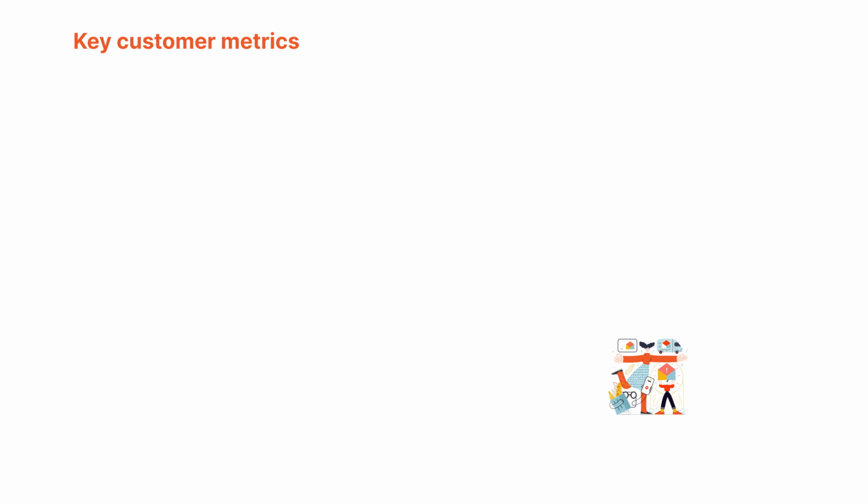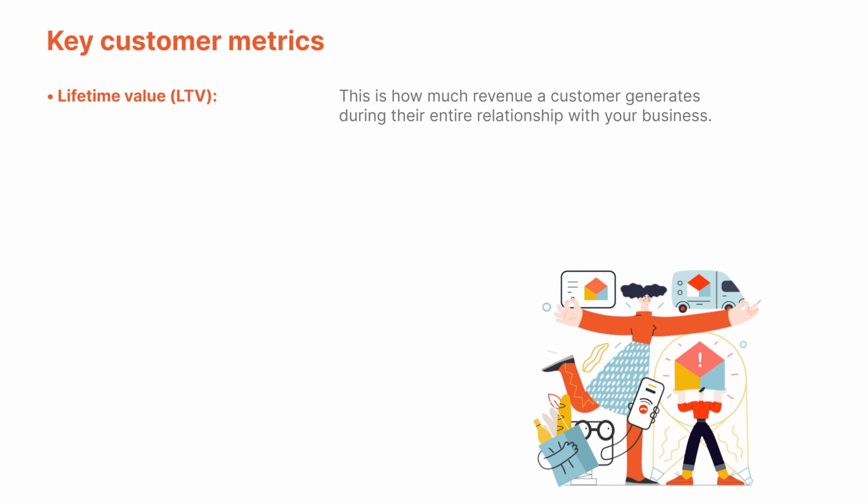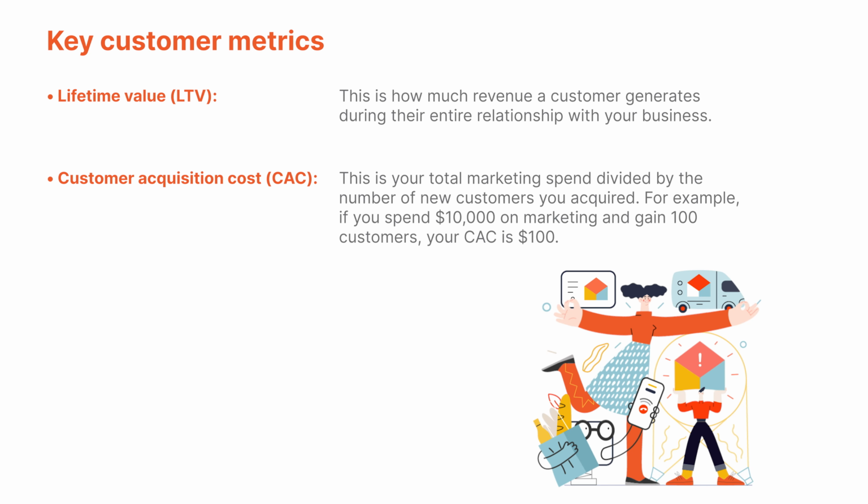Next, we need to analyze some key customer metrics. Don't worry, it's not as scary as it sounds. Lifetime value, or LTV. This is how much revenue a customer generates during their entire relationship with your business. Customer acquisition costs, or CAC. This is your total marketing spend divided by the number of new customers you acquired. For example, if you spend $10,000 on marketing and gain 100 customers, your CAC is $100.